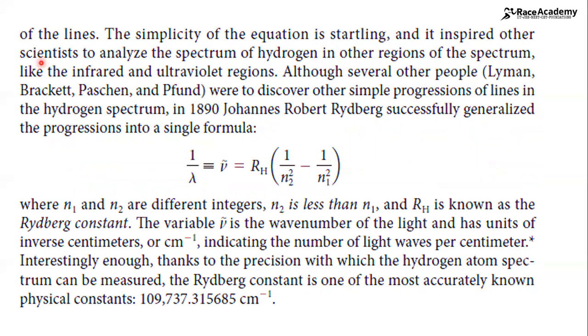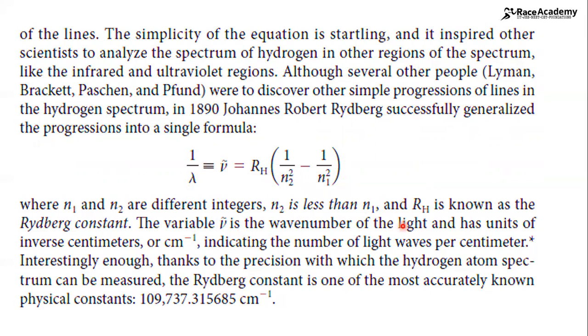It inspired other scientists to analyze the spectrum of hydrogen in other regions, like infrared and ultraviolet, and several people like Lyman, Paschen, Brackett, and Pfund discovered other simple progressions of lines in the hydrogen spectrum. In 1890, Johannes Robert Rydberg generalized the progressions into a single formula: 1 by lambda is equal to nu bar is equal to RH into (1 by n2 squared minus 1 by n1 squared). Here n1 and n2 are different integers, n2 is less than n1, and RH is known as the Rydberg constant.